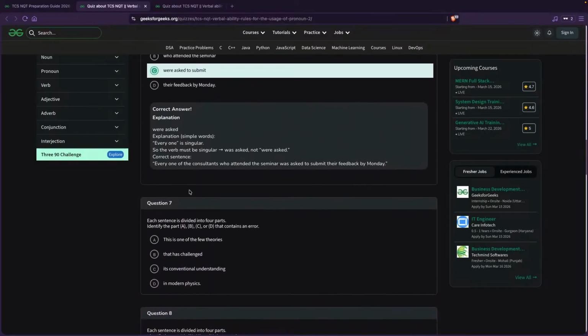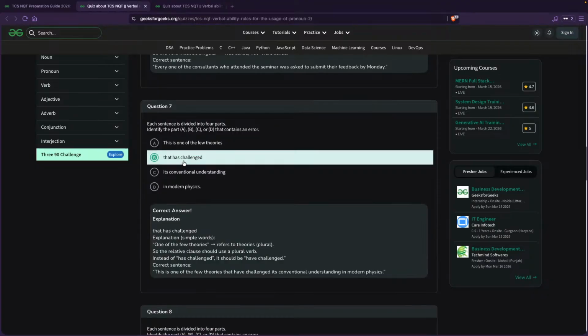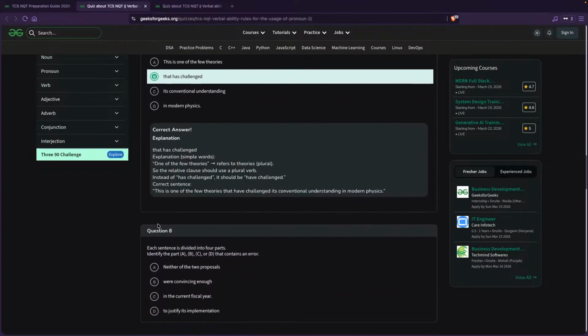Okay, each sentence is divided into 4 parts. This is one of the few theories in modern physics that has challenged its conventional understanding. This is one of the few theories in modern physics that has challenged. Yeah, I think this is the error, has challenged.